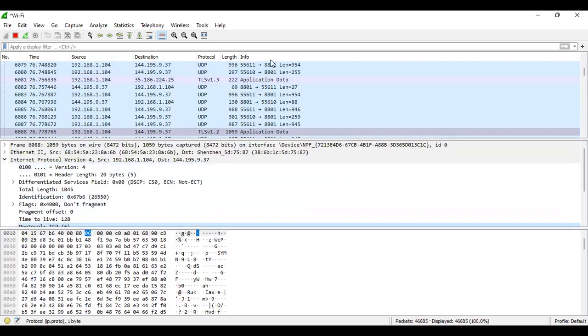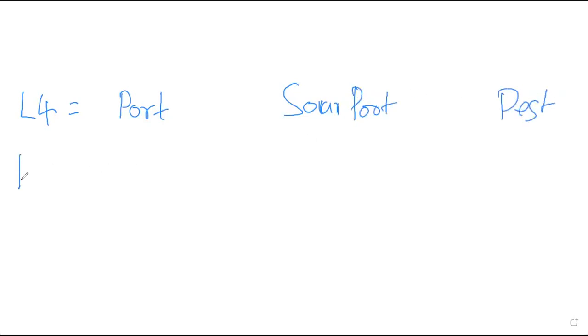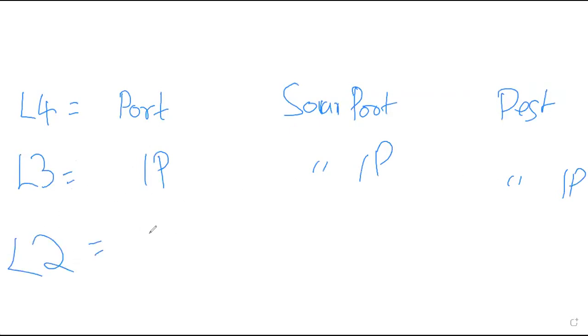So what I meant is, if you look into layer 4, which is called port address, you can see source port and destination port. Then layer 3, which is IP: source IP, destination IP. Then layer 2, which is MAC address: you can see source MAC and destination MAC.